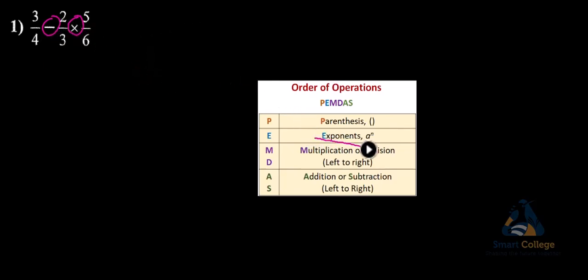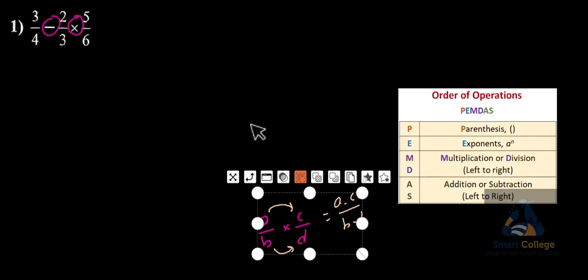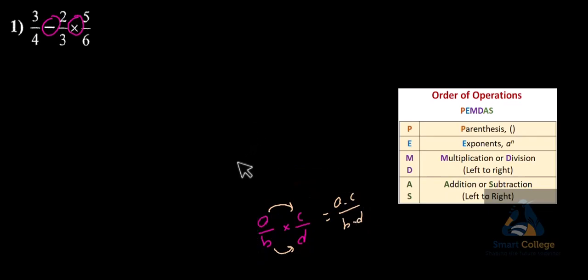If we have two fractions, let's say A over B times C over D, we multiply the numerators by each other and the denominators by each other. We get A times C over B times D. So to multiply two fractions, we multiply the numerators then the denominators. But here, as we can see, we have 2 over 3 times 5 over 6.